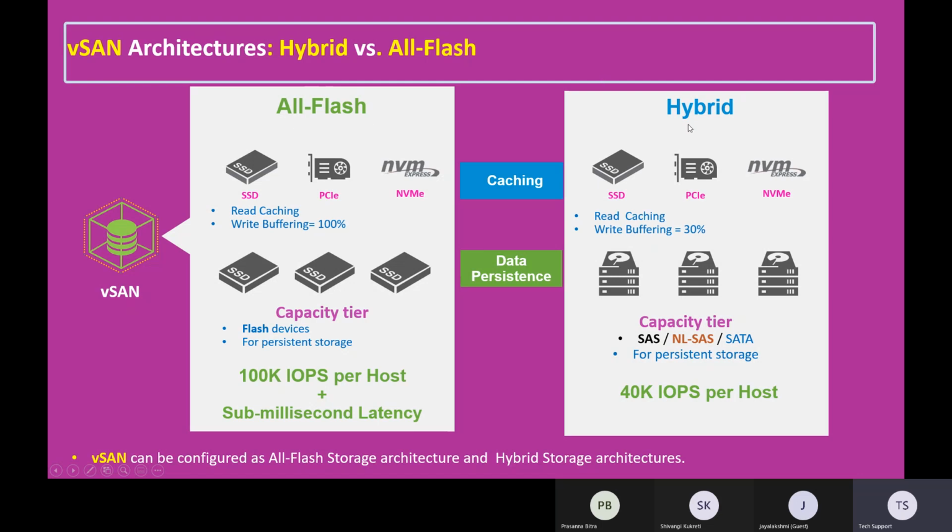When it comes to the hybrid architecture, in the first row, whatever we have, even in the hybrid we have the same SSD, PCIe, and NVMe. But the only difference is that instead of SSD disks, we have SAS disks. SAS means serial attached SCSI, or we can use NL-SAS disks, or you can use SATA hard disks. SATA also means serial advanced technology attachment. These are all the old models of hard disk drives.